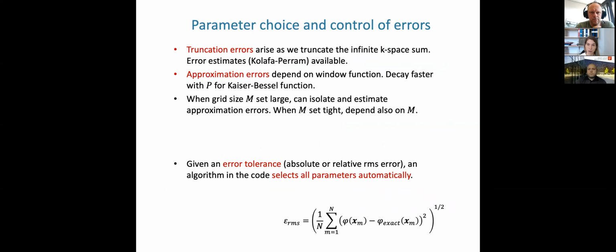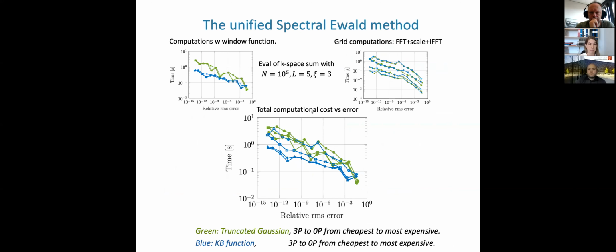So to think about parameters in the method, there are some, as I said, and when the grid size is tight, then these approximation and truncation errors will intermingle. So we have an algorithm for how you select all these parameters. We describe it in the paper, and it's done automatically to give you a certain RMS accuracy, RMS error.